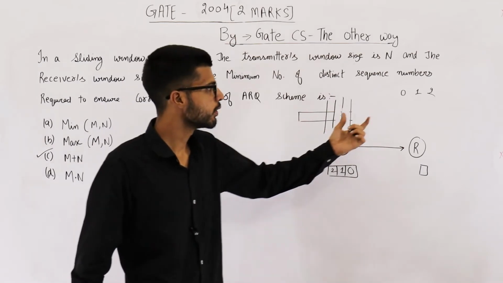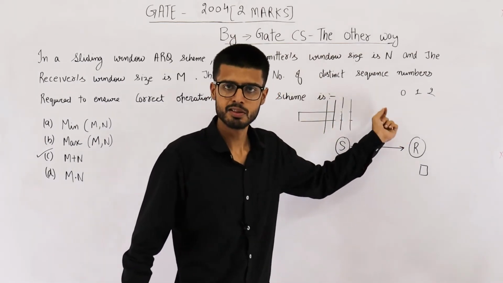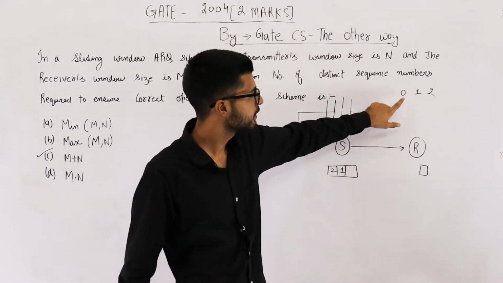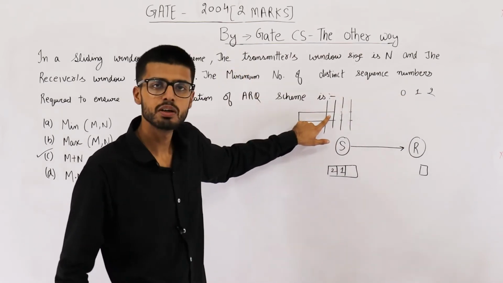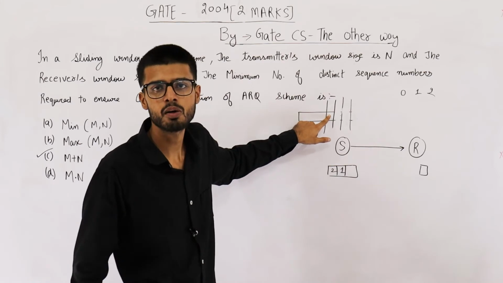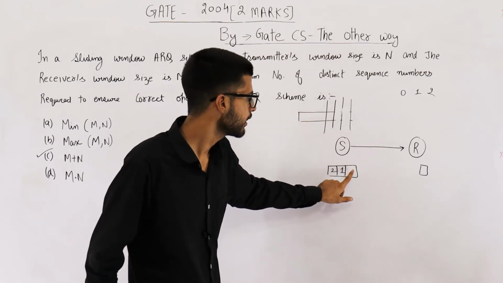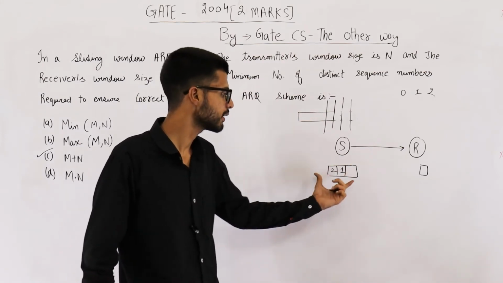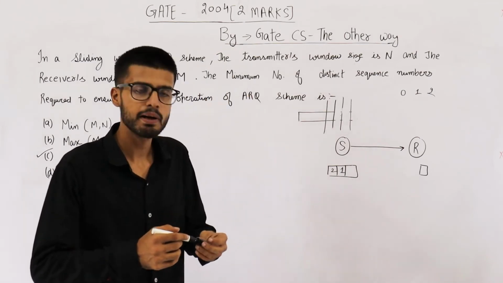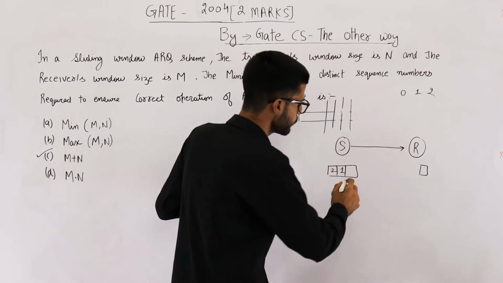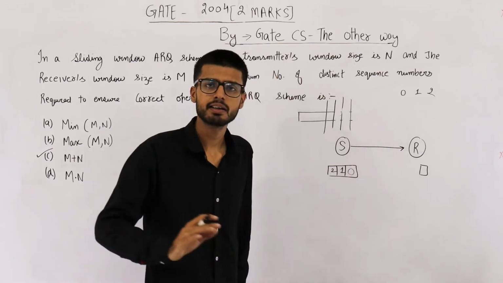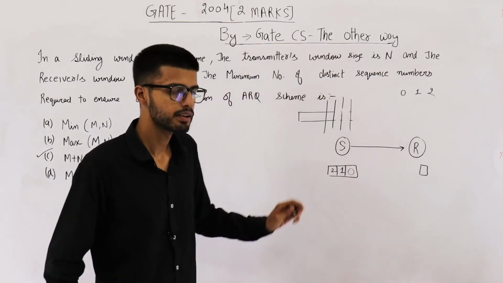What will be the next frame? Suppose we are going to use only 3 sequence numbers: 0, 1 and 2. The sender will see that it can reuse sequence number 0. So this one will be named packet number or frame number 0 only, and it will be placed here, because the window does not contain any packet whose number is 0. But suppose none of these packets is received by the receiver till now.